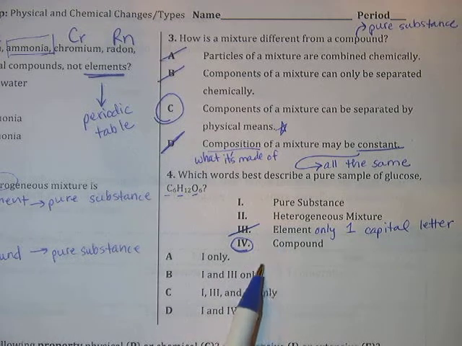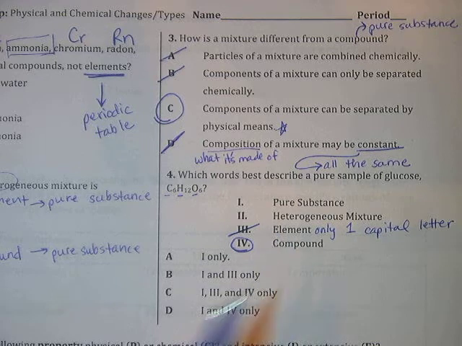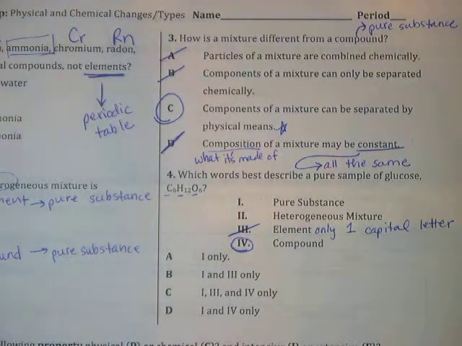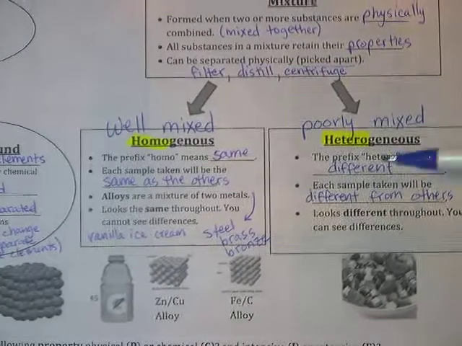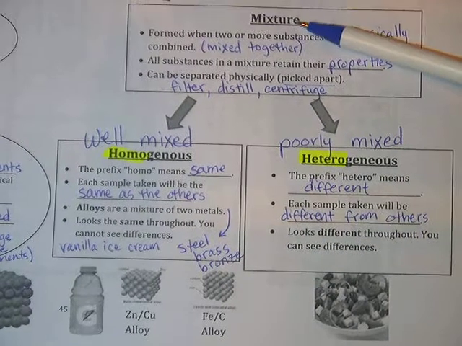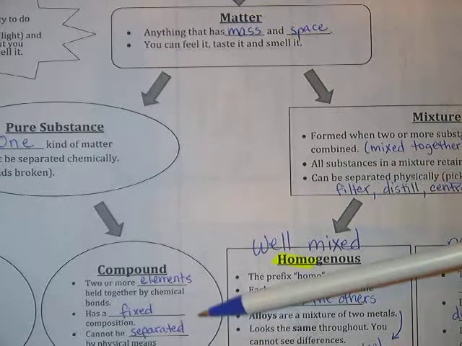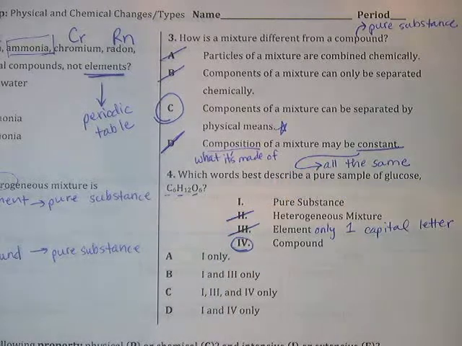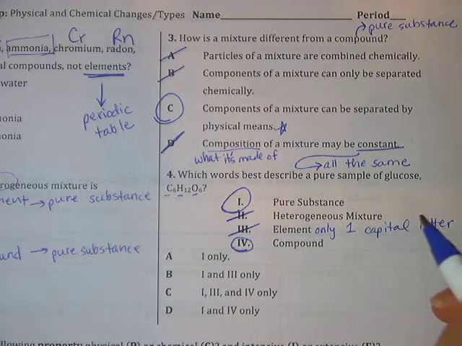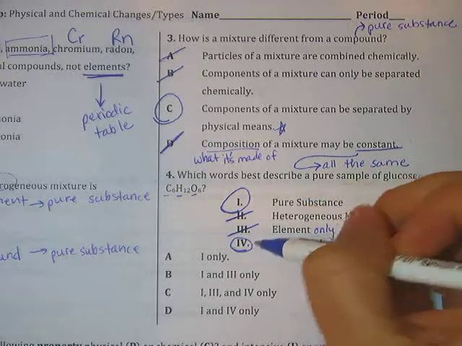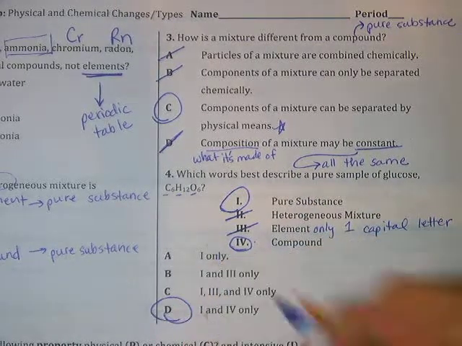And then from there, I have to ask myself, is a compound the same thing as a heterogeneous mixture? Is a compound a pure substance? And again, we can look back at our notes on page 45. Heterogeneous mixtures are a type of mixture, which are a type of matter, but different from pure substances. However, a compound is a type of pure substance. So a compound is not a heterogeneous mixture. It is a pure substance, though. So we need the answer choice that has both Roman numeral 1 and 4, which is answer choice D.